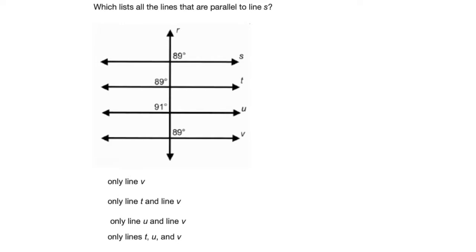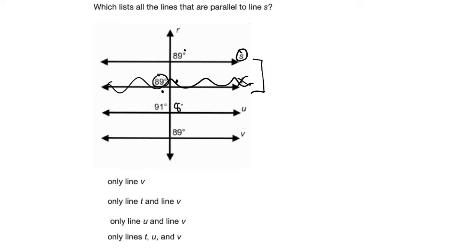All right, which lists all the lines that are parallel to line S. Okay, so you kind of want to think about these separately. Okay, so the 89 here between T would be congruent with this one here or this one here, not with that one there. So that one's definitely not going to work. So that one's out.